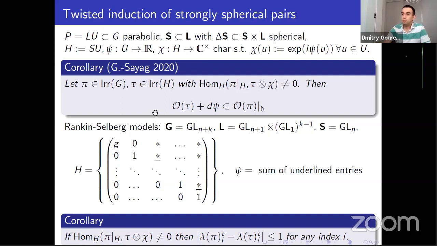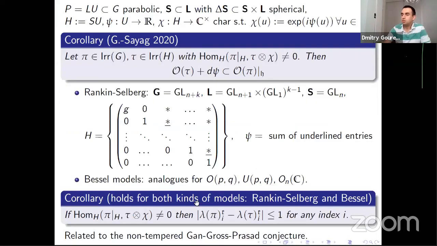And so the corresponding models are called Rankin-Selberg models. We have a necessary condition for their existence. Moreover, one can do the same replacing GL by O or by U, and then the models are called Bessel models. So we get analogs for O(P,Q), U(P,Q), and also O(N,C). For GL(N), it was also working for GL(N,C), all the same.